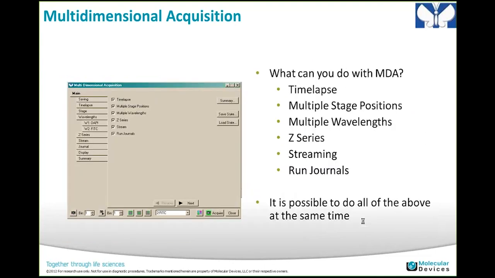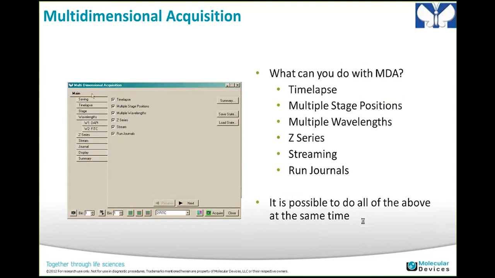Multidimensional acquisition is, you can do time-lapse, multiple stage positions, multiple wavelengths, Z-series, streaming we'll talk about in a second, as well as execute journals. And the journals is our automation process within the software. So it's all possible to do at the same time.